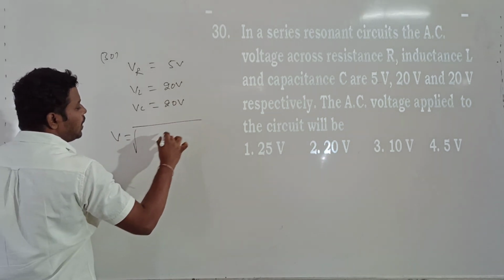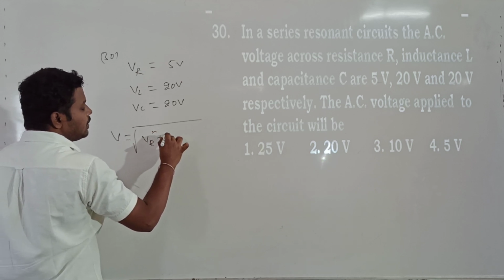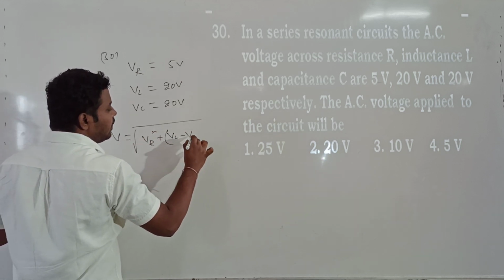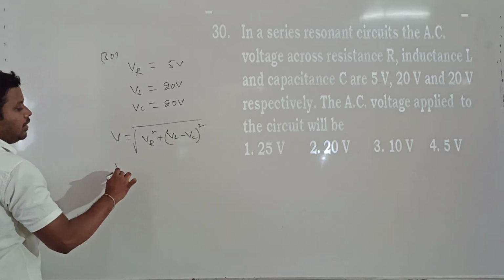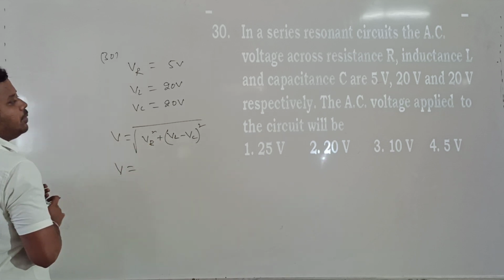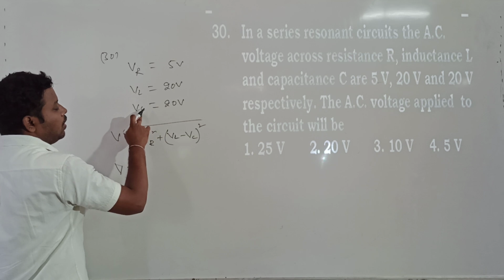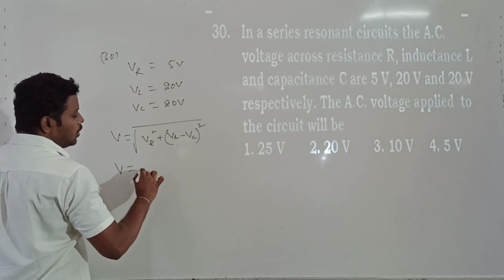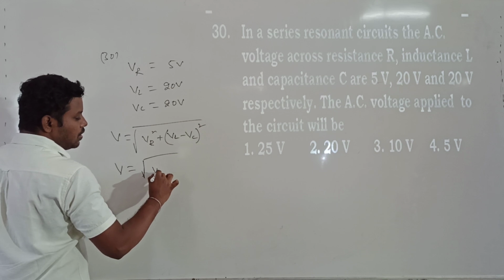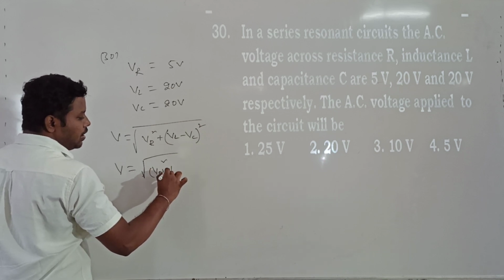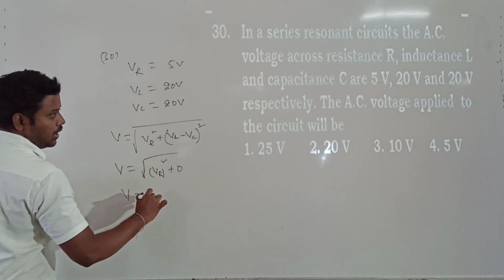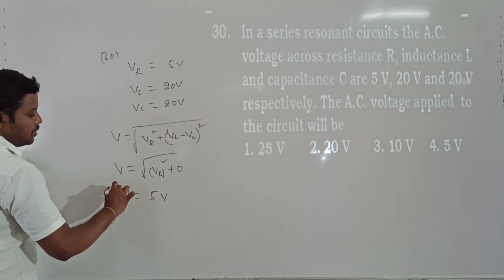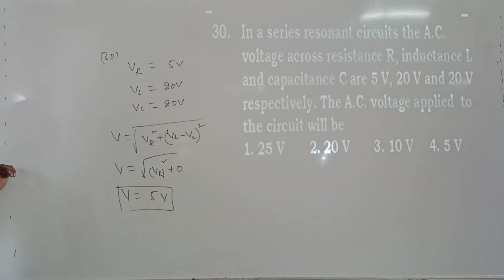What is the resultant voltage formula? V is equal to the square root of VR square plus VL minus VC whole square. You know that, na? Then VL is equal to VC, so the circuit will be in resonance. The voltage across the inductor and the voltage across the capacitor both cancel out. So in resonance, it is VR whole square plus 0. So V is equal to the square root of VR square, VR is 5, so the answer is 5. Understood now? This is for LCR series. Question number 30. Okay now?